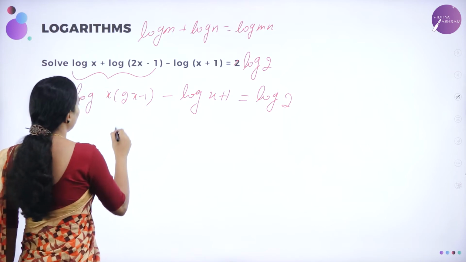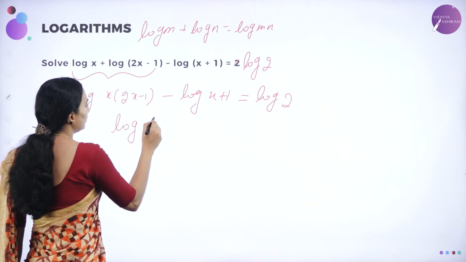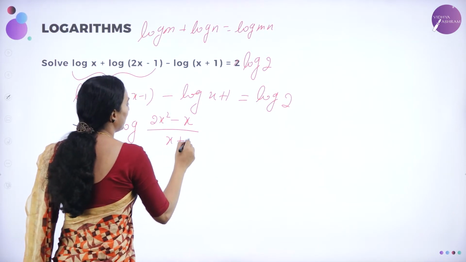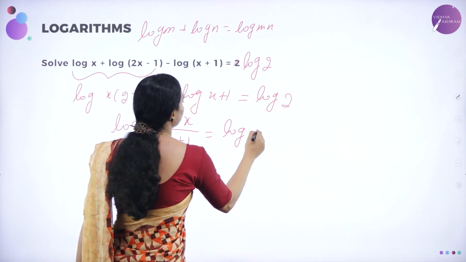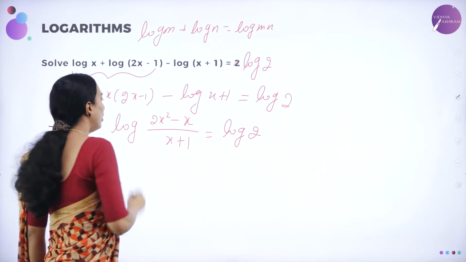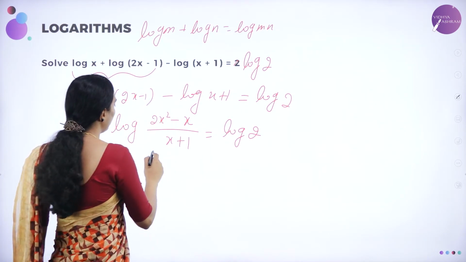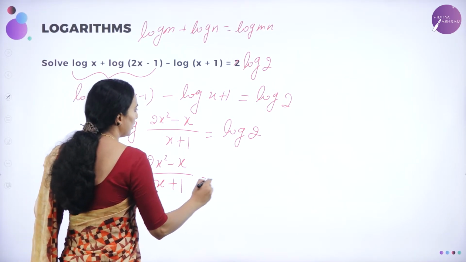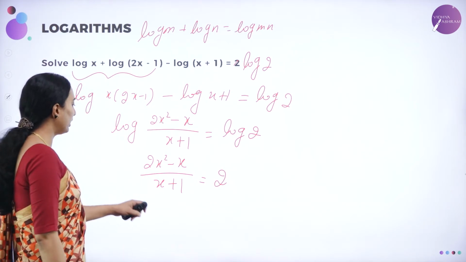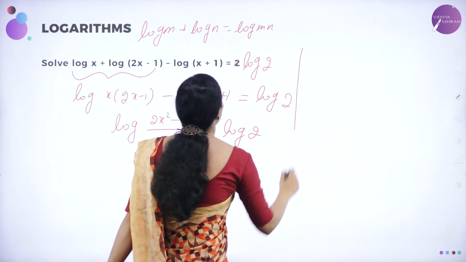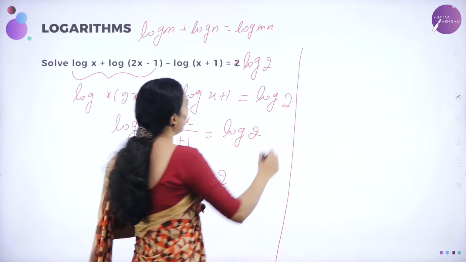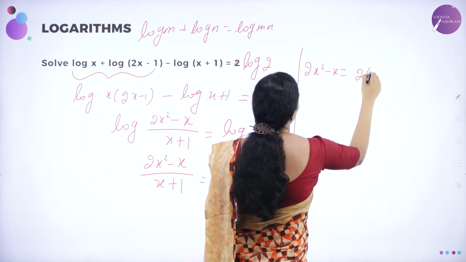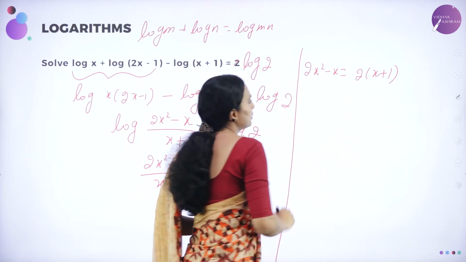So therefore you can write it as log of x into (2x minus 1), which is 2x squared minus x, divided by x plus 1, is equal to log 2. So therefore log will get cancelled. You are going to remain with 2x squared minus x divided by x plus 1 is equal to 2, correct? So you can cross multiply. What are you going to get? If you cross multiply, you are going to get 2x squared minus x is equal to 2 into (x plus 1). So what is 2 into (x plus 1)?